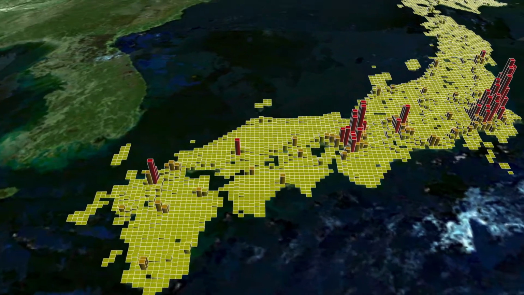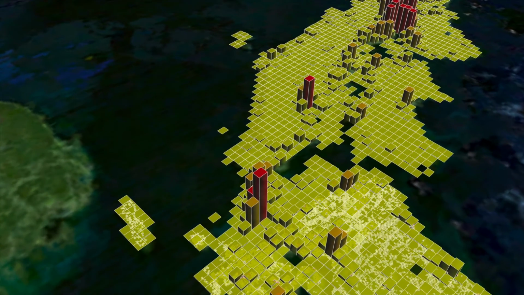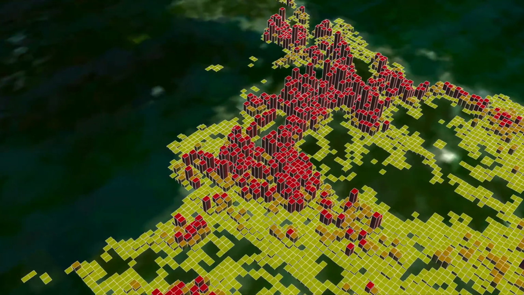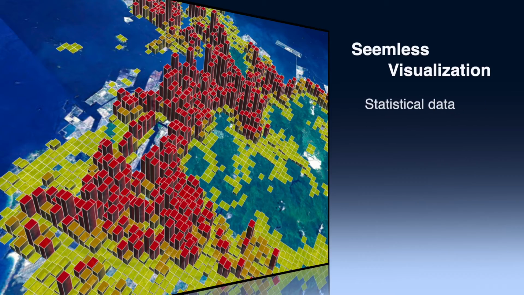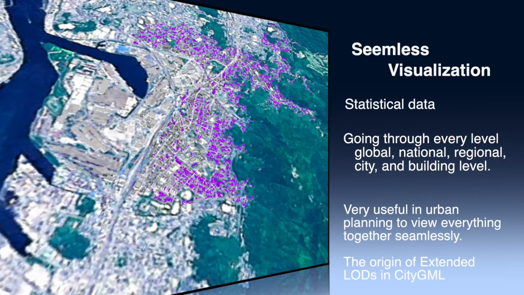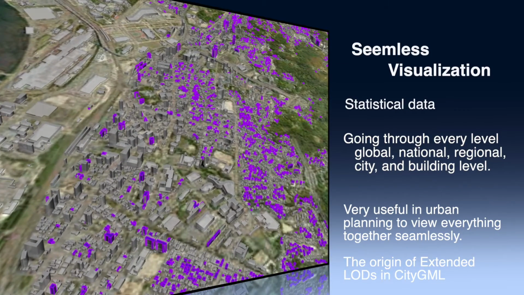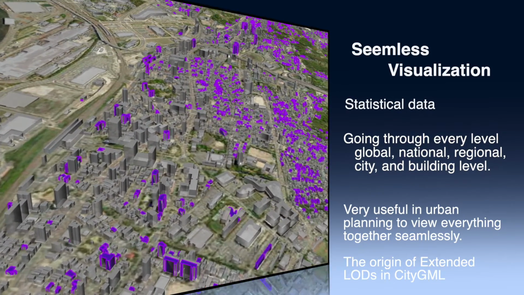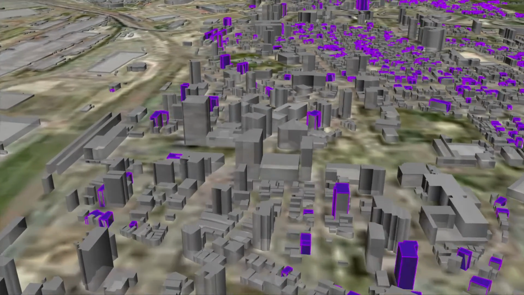Here is a final example of statistical data visualization. Like that, we can go through a global level, national level, regional level, city level, and of course building level. It's very useful in urban planning to view everything together seamlessly. This was the origin of the proposal for the CityGML LOD extension presented in this paper.